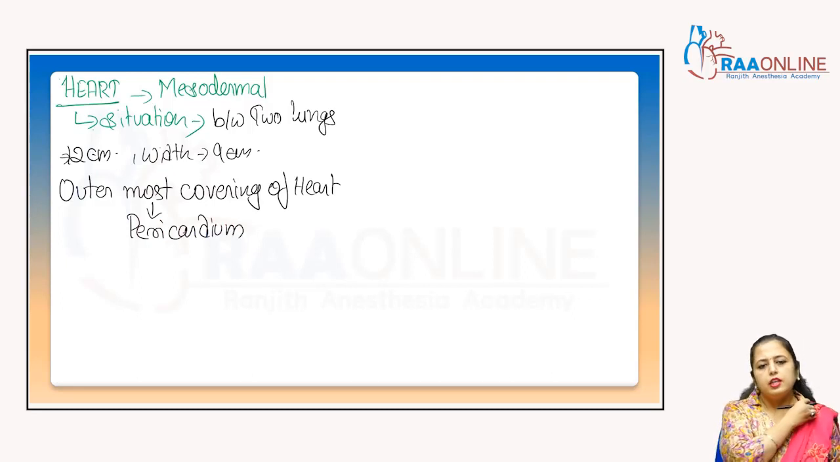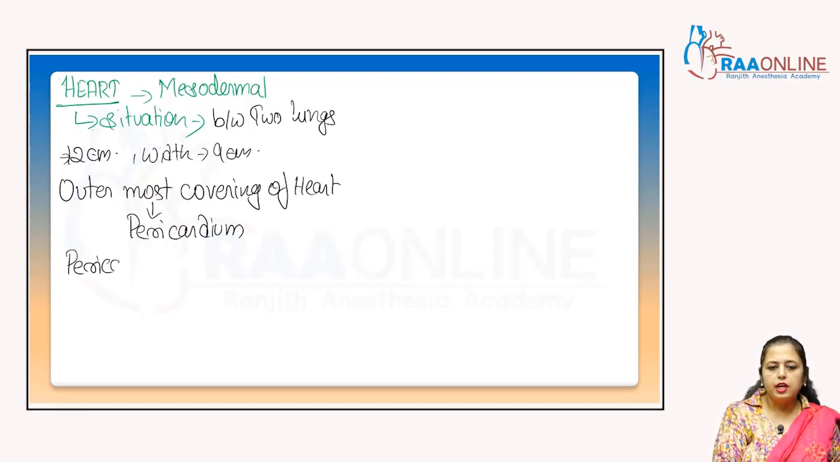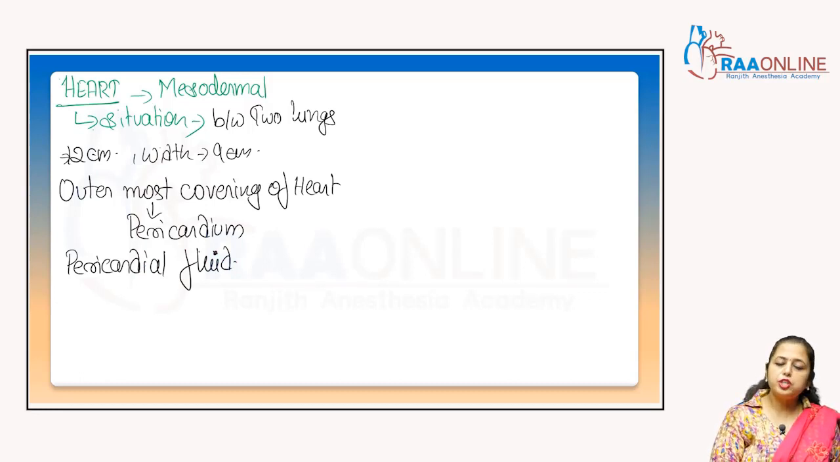pericardium, right? Pericardium is the bilayer, visceral pericardium and parietal pericardium, and in between both, the pericardial cavity is present, which is filled with the pericardial fluid, right. Clear? So it prevents moisture loss and protects from external shocks. Clear?